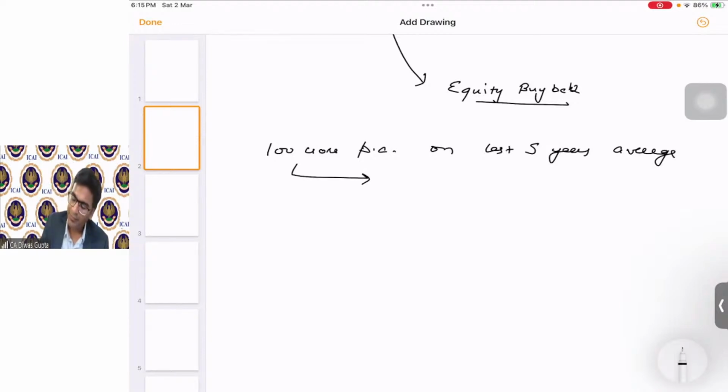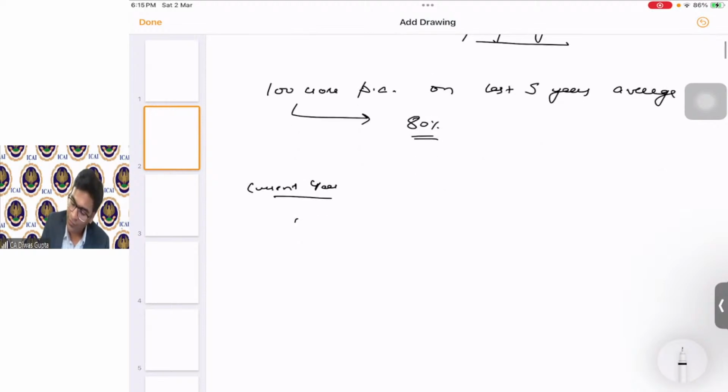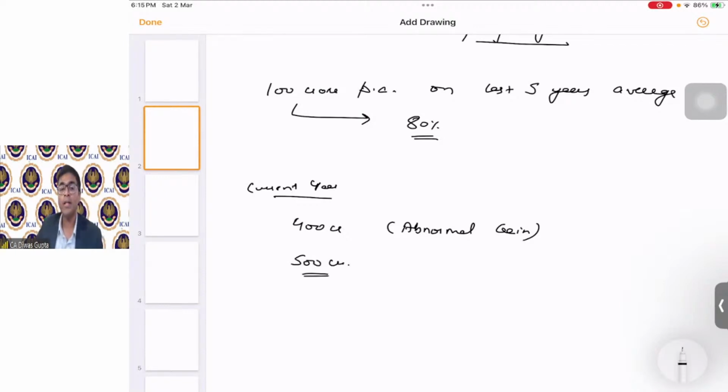Now, out of that, let's say 80% the company has been paying as per the policy as dividend. Now, in the current year, what happens? In the current year, suddenly there is a 400 crore abnormal gain. Due to such abnormal gain, the overall profitability becomes 500 crore. Yes, Harish, you're right.